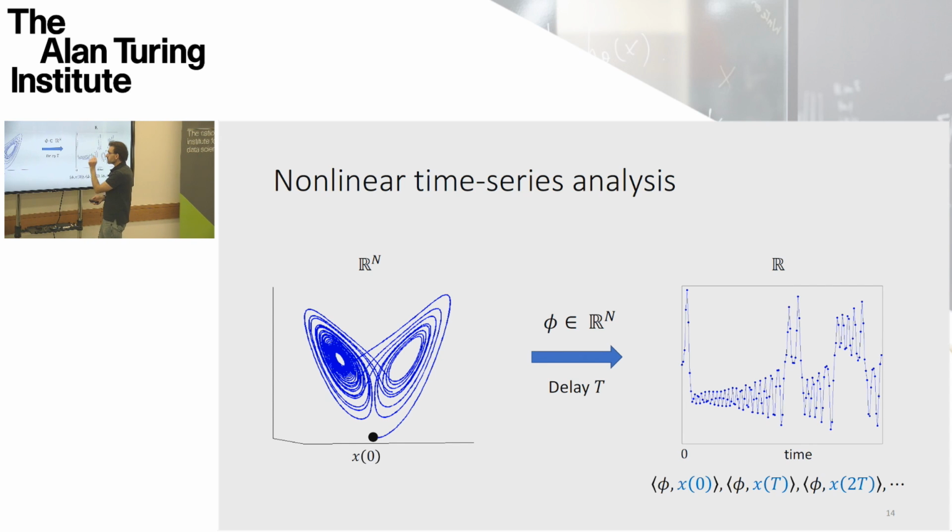Then every t seconds, we take one scalar measurement from the state of the system. By that, I mean we just compute the inner product of the current state of the system and a vector phi. It doesn't have to be linear, but that just makes the presentation easier. Then we plot these measurements, and this gives us a time series like this. In this example, I think I took phi just to keep the first coordinate of x.